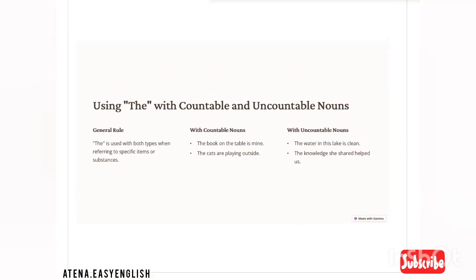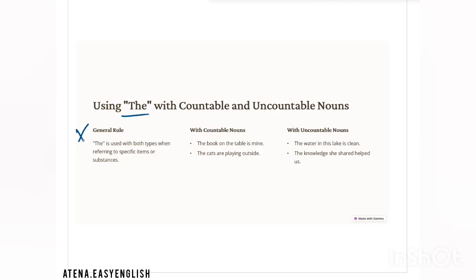Now, let's talk about the definite article the. Let's see, do we use the with countable and uncountable nouns? So in this slide, we are going to discuss it. Look at the first part, general rules. The is used with both types when referring to specific items or substances. So when we are talking about a general rule, we can use the.